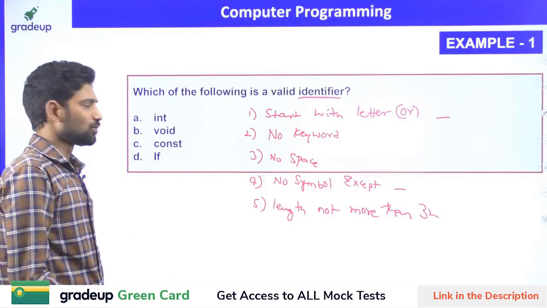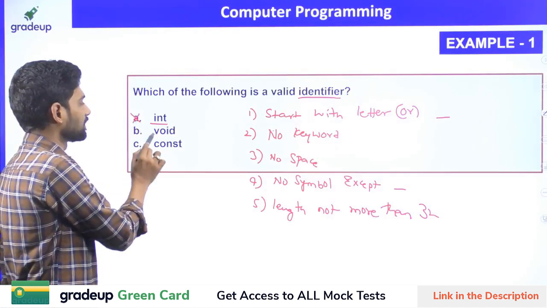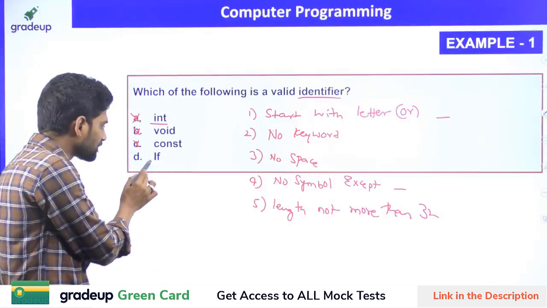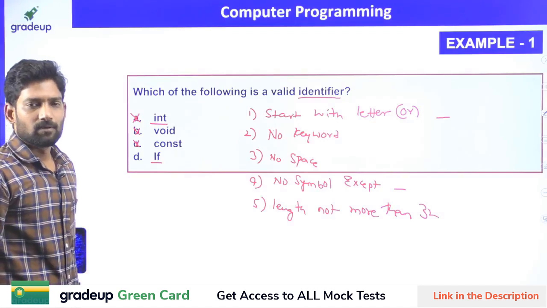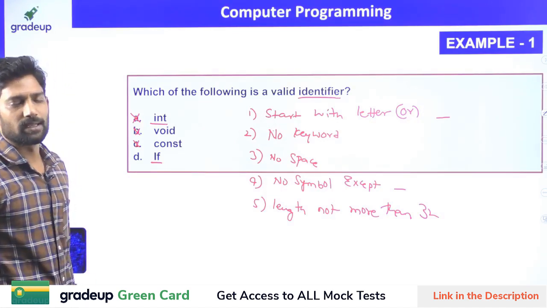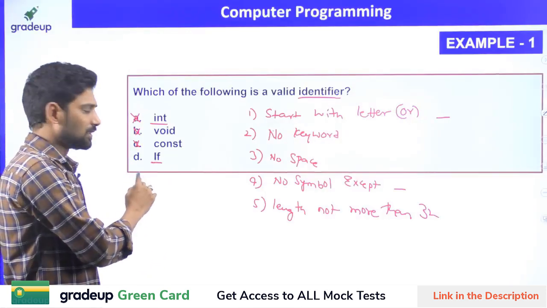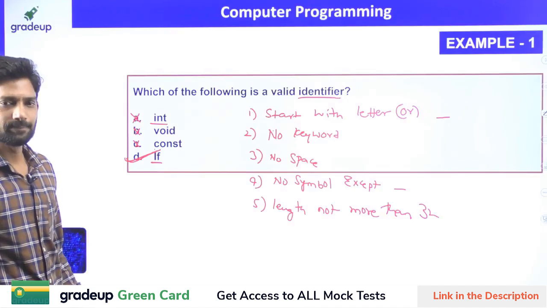According to those rules, int is a keyword, so it's not a valid identifier. Void is a keyword, const is a keyword. If you observe carefully, the I in the last option is capital. We know keywords are in lowercase, so this is not a keyword, so it can be used as an identifier.